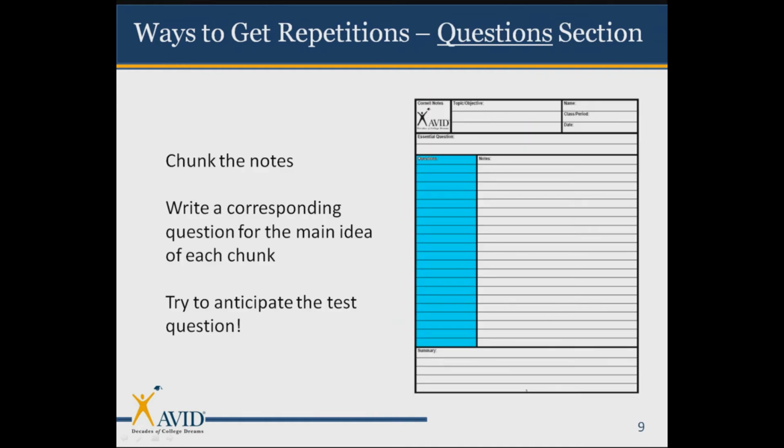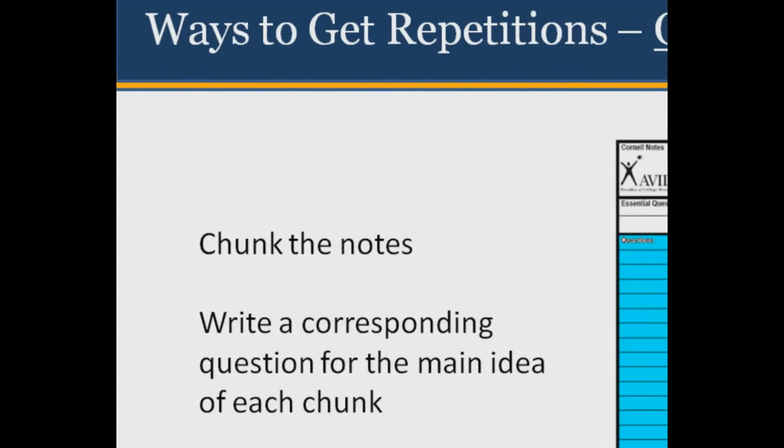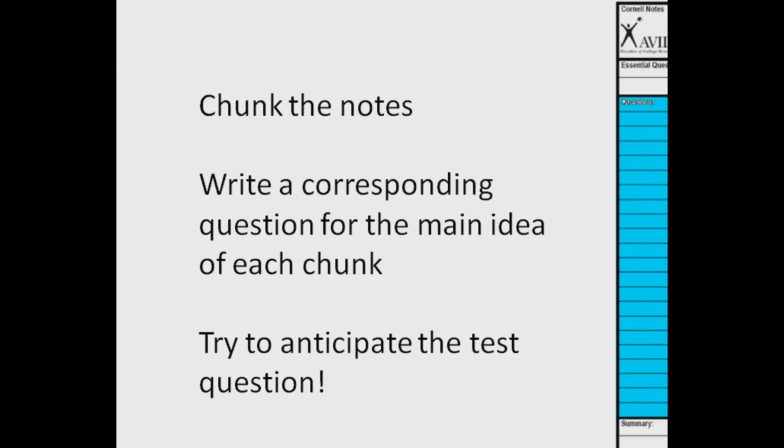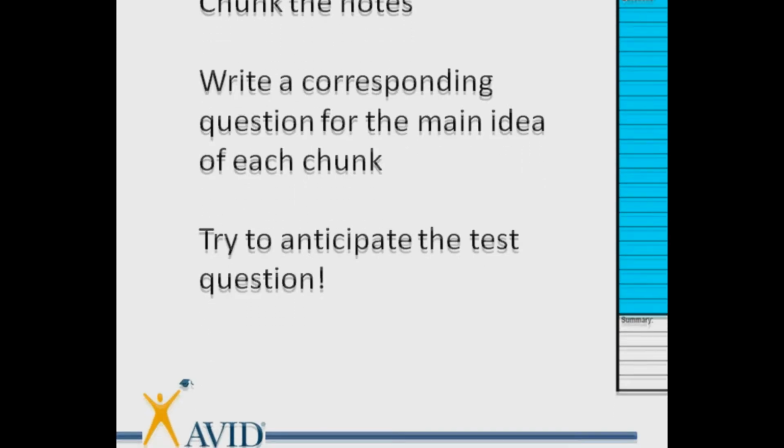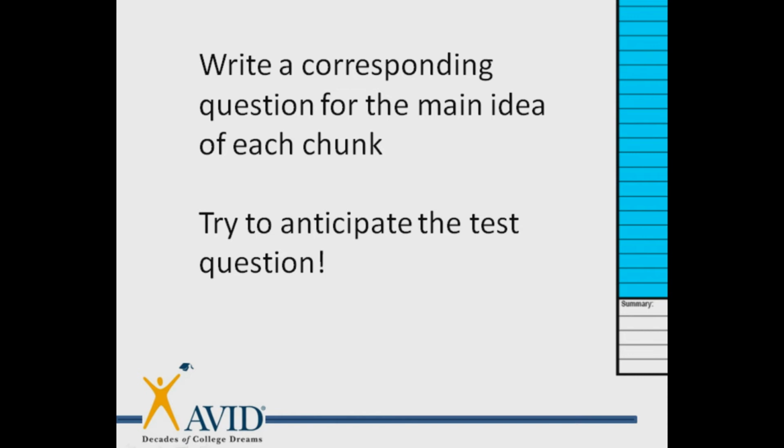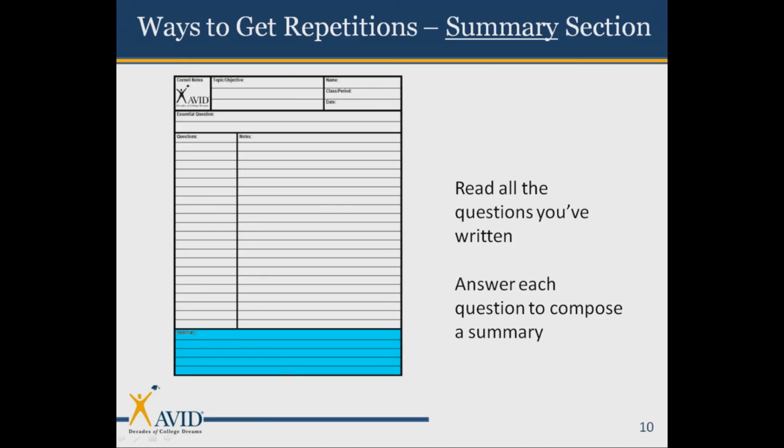What about the left section, the question section? Well, the way that we get multiple repetitions there is by first off chunking our notes into multiple sections. Once I've got my notes chunked, what I'm going to do is write a corresponding question for each of those main ideas in those chunks. So if I had 3 chunks, I'm going to have 3 questions in my left column. And remember that I'm always thinking like a teacher, trying to anticipate what the test question is going to be over that section.